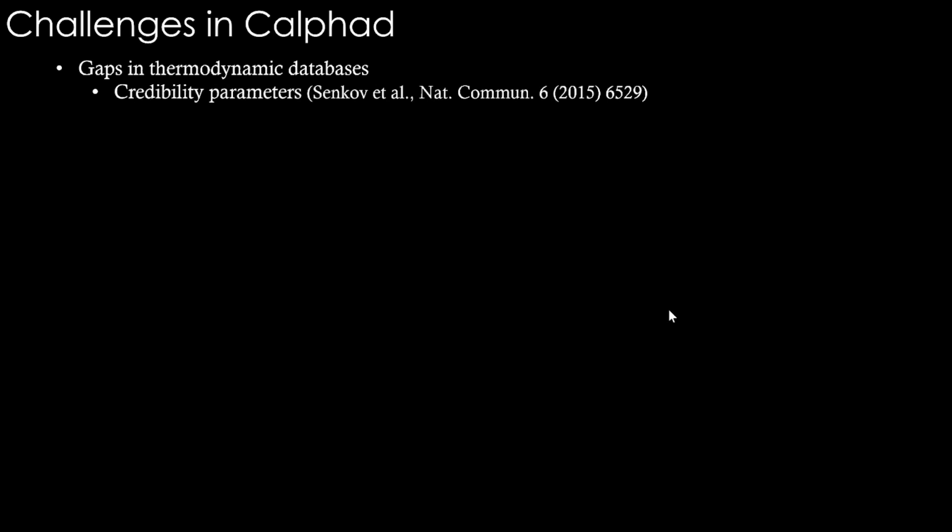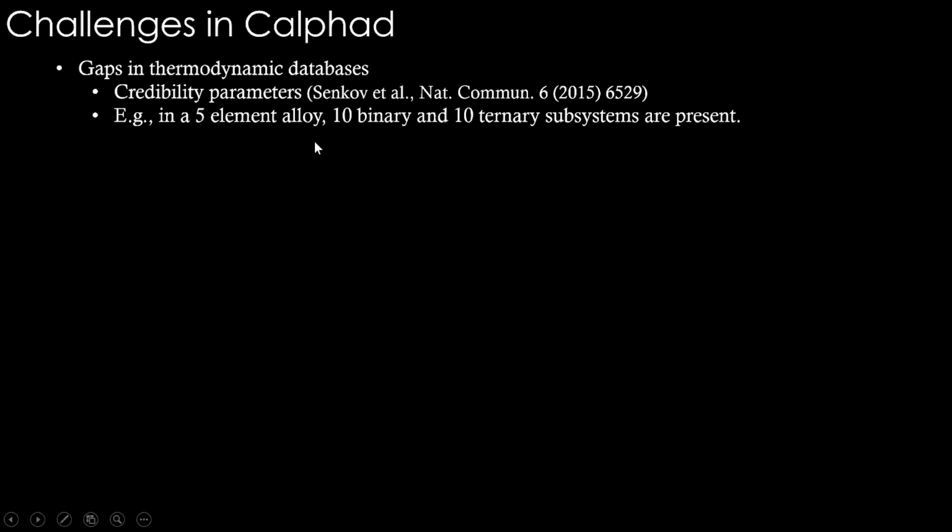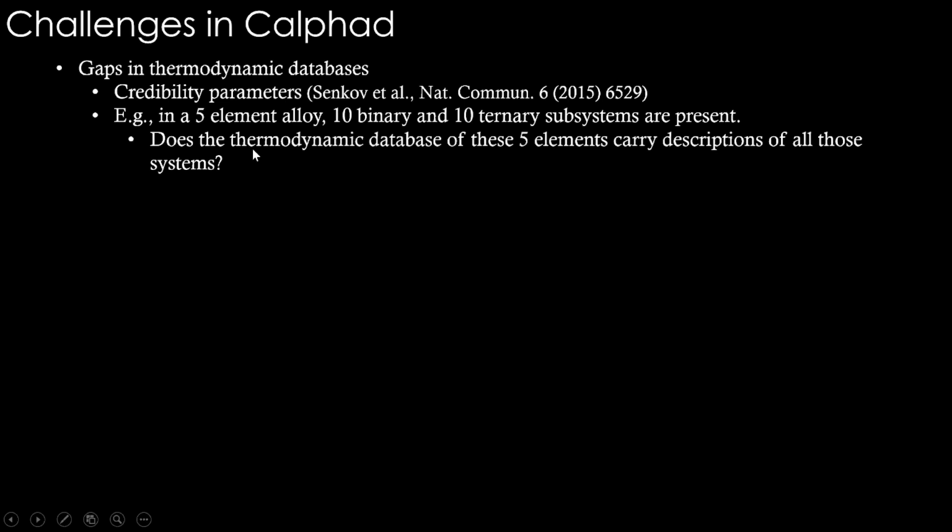To quantify such things, there was an attempt in 2015. These credibility parameters were proposed by a few authors. To understand this, let's take an example of a 5-element alloy. There are 10 binary and 10 ternary subsystems present in that. Let's say there is a database with these 5 elements. Does the thermodynamic database of these 5 elements carry descriptions of all those subsystems, these 10 binary and 10 ternary subsystems? If that is not there, using it for the 5-component alloy can give wrong results.